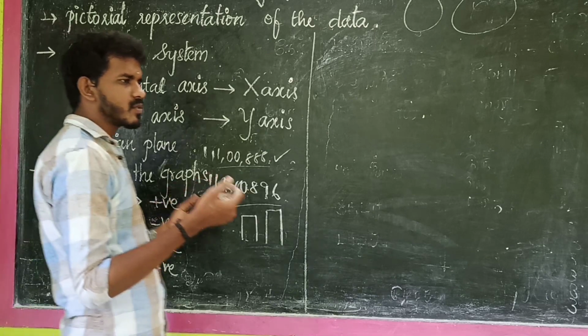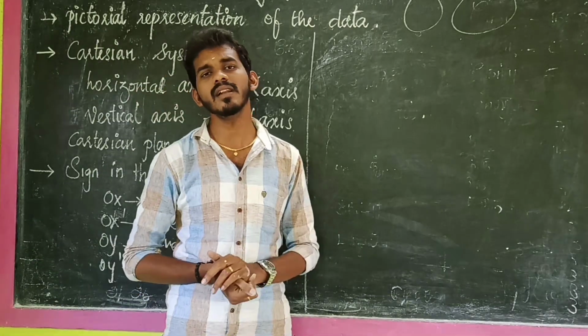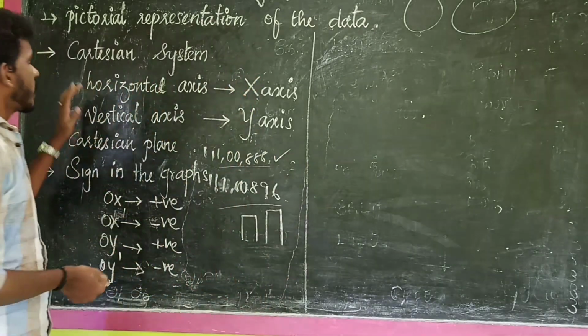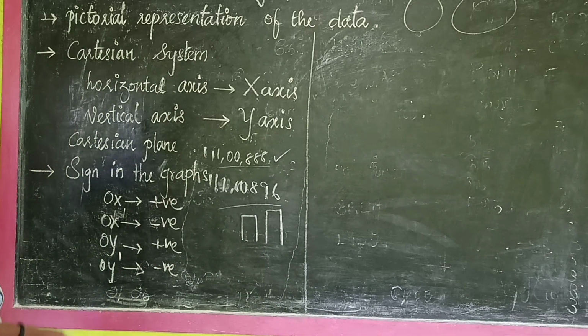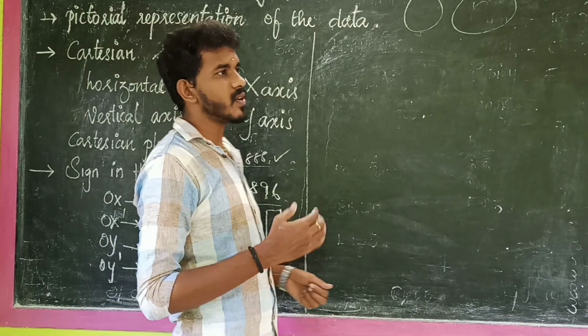In this video we are going to see only the very basic things in graph. Now, the Cartesian system. Before seeing the Cartesian system, first we should know about the graph sheet. This is a graph sheet. It is visible to you now, so we will call this a graph sheet.